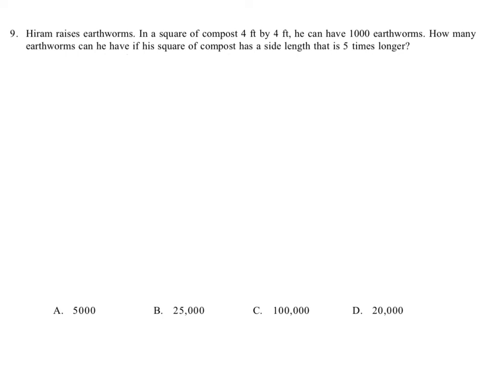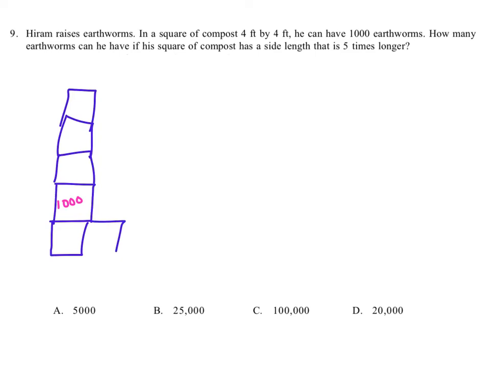Okay, so Hiram raises earthworms in a square of compost 4 by 4. A 4 by 4 space can have 1,000 earthworms. Okay, and how many earthworms can he have if his square of compost has a side length 5 times longer? So this was 4 by 4, but it contained 1,000. Okay, it's now 5 times longer, so that means we've now got 5 in a row of these in each direction.